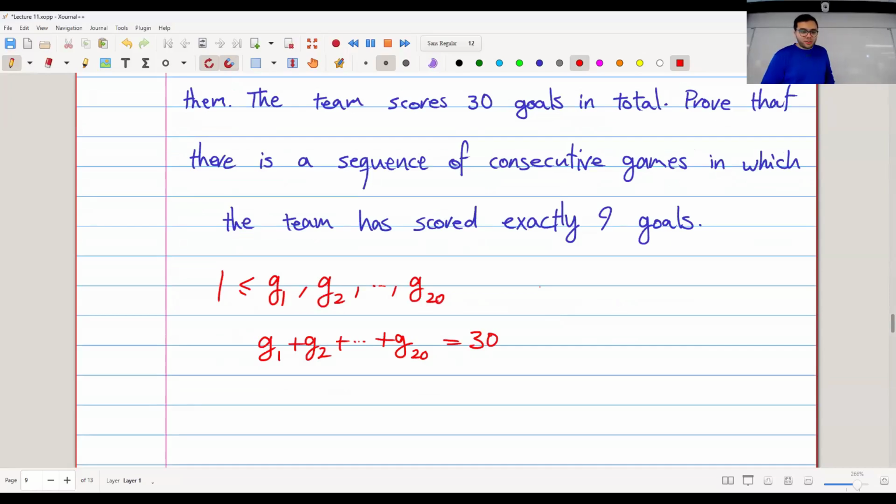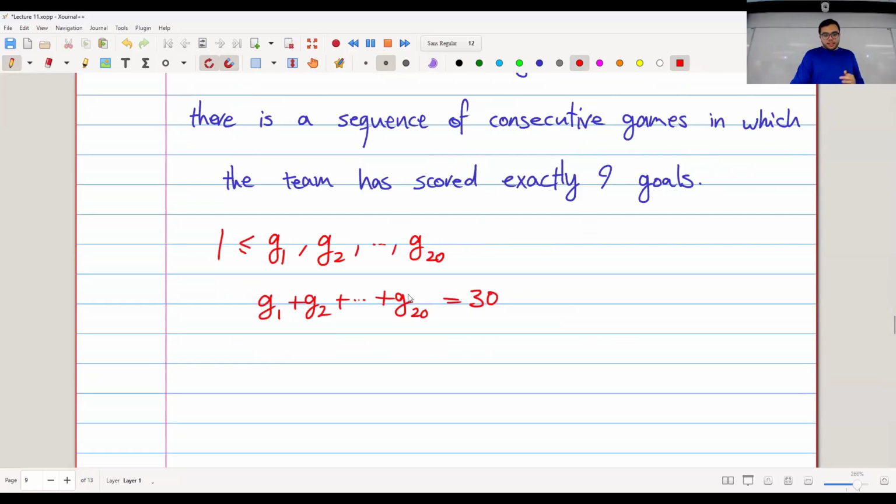Now, what do we want to prove? We want to prove that there is a consecutive sequence. So it means that there is some index i and some index j such that G_{i+1} to G_j sum up to exactly 9. Right. So let's do a simple trick. Let's say that I define Ai to be the sum of the first i goals. So Ai is the number of goals that were scored in the first i games. So the sum of Gj for j less than or equal to i.